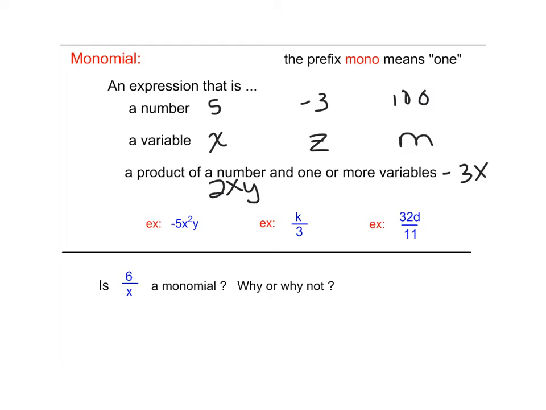Here are some examples. It's -5 times x squared y. That's a monomial. k over 3, which is the same thing as 1/3 of k. That is a number multiplied by a variable, and also 32d over 11.